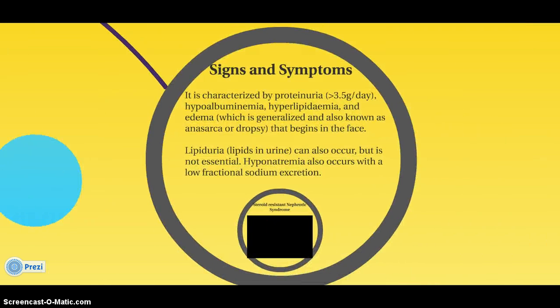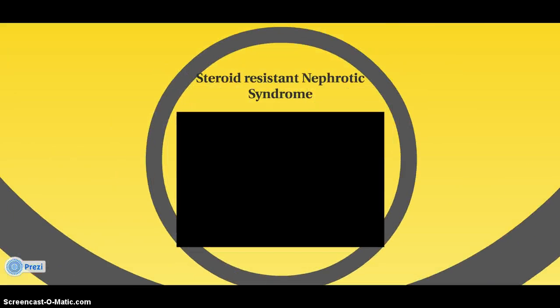Signs and symptoms. It is characterized by proteinuria, more than 3.5 grams per day, hypovolemia, hyperlipidemia, and edema, which is generalized, also known as anasarca or dropsy, and begins in the face. Lipiduria, lipids in urine, can also occur but is not essential. Hyponatremia also occurs with a low fractional sodium excretion. Now we have a video about steroid-resistant nephrotic syndrome.